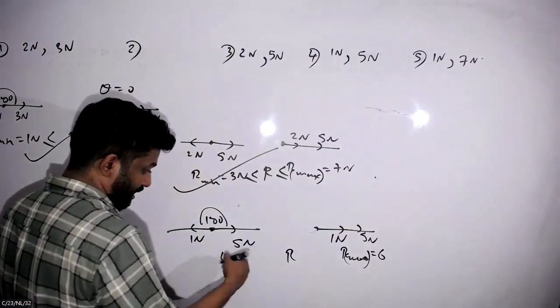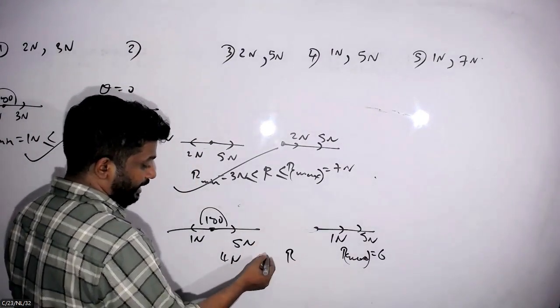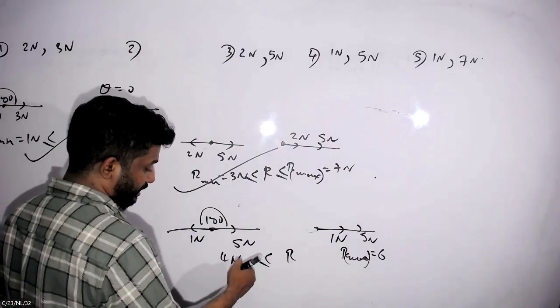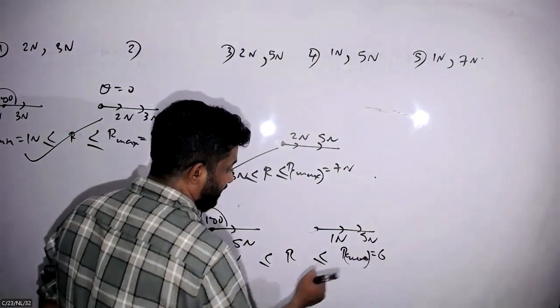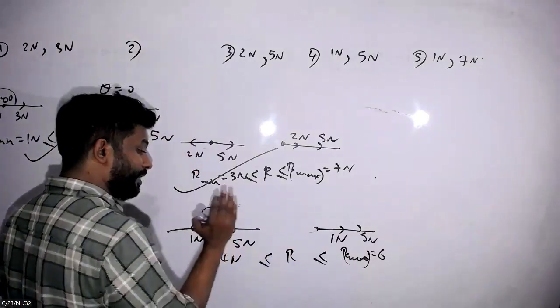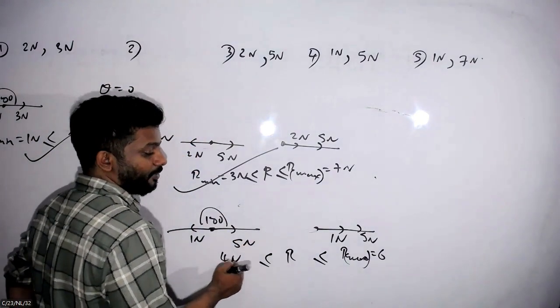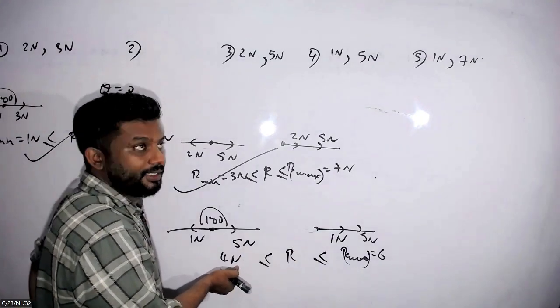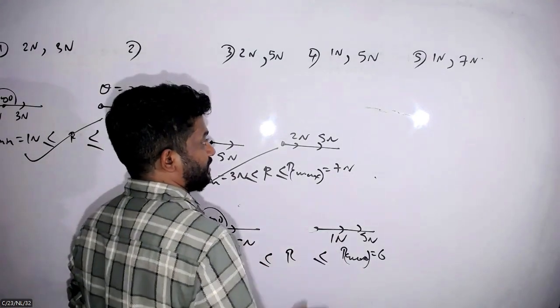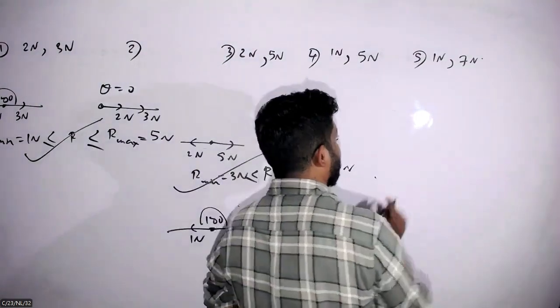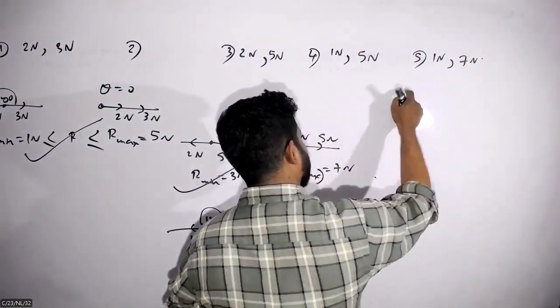That is, the resultant of the two vectors can be equal to or greater than 4 Newton, and equal to or less than 6 Newton. Why? 4 Newton can exist between 4 and 6. Yes, it can be 4, children, right? Then you can consider the fourth choice.